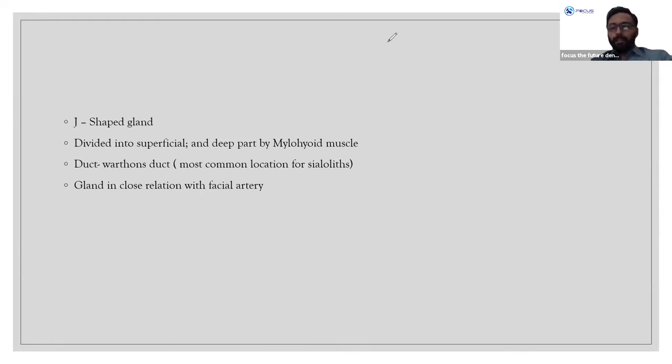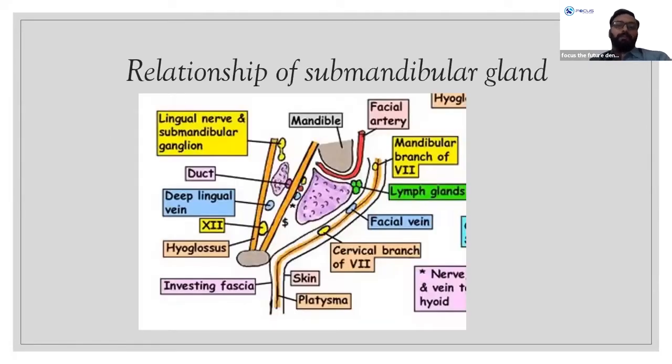Now, in relationship, the gland is in close relationship with the facial artery. So, relationship of the submandibular gland. There are lots of things here. So, what to do now? Let's locate the mylohyoid muscle. So, this is your mylohyoid muscle. Why did I locate the mylohyoid muscle? It makes our study easy.